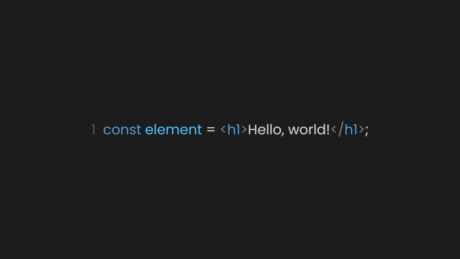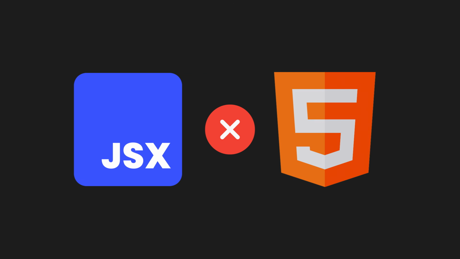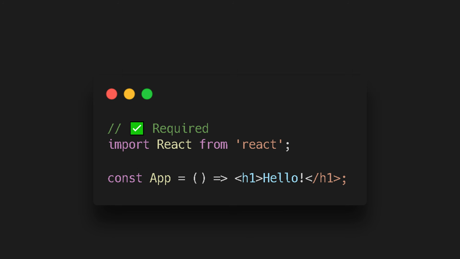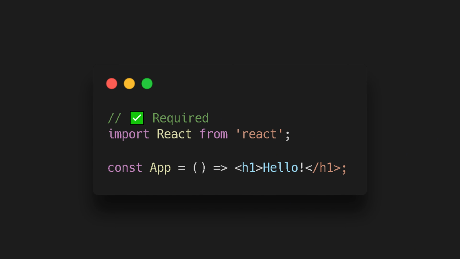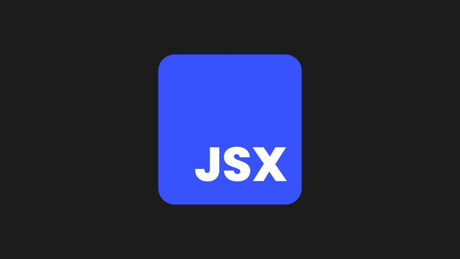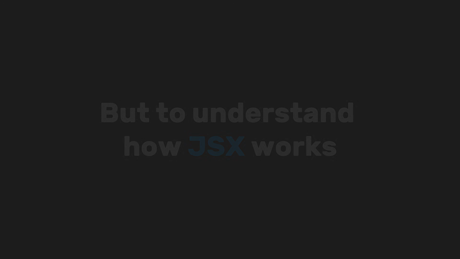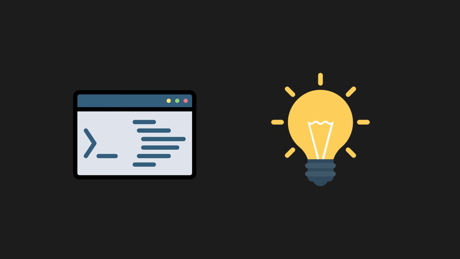Let's say you write this in your code. Here, you have a constant named element that holds a heading with the text, "Hello World." But in reality, it's just syntactic sugar for calling React's createElement function. So with that, we know that JSX isn't HTML. This is why you had to import React in older versions before React 17, but with modern setups and bundlers, JSX is compiled automatically.